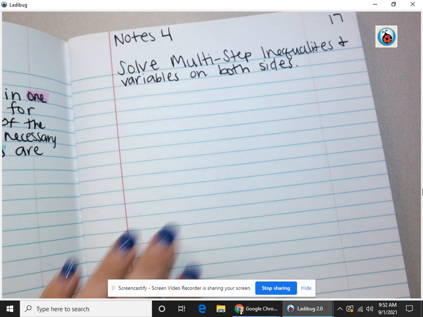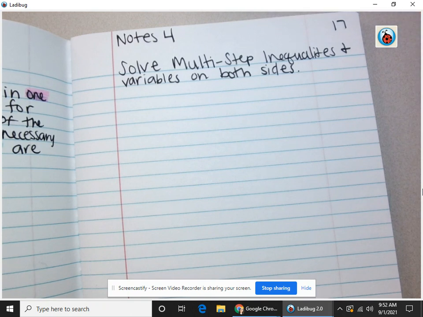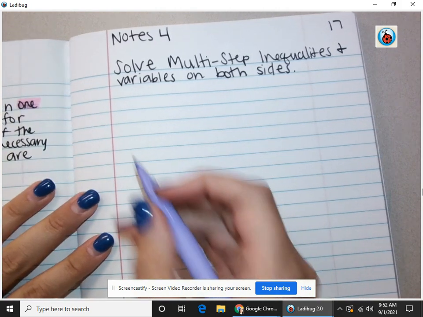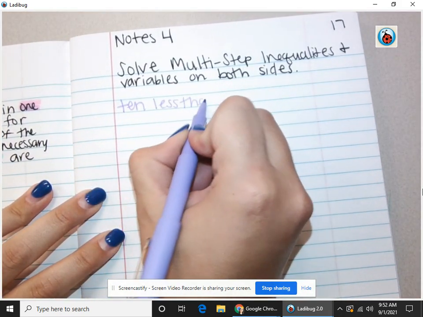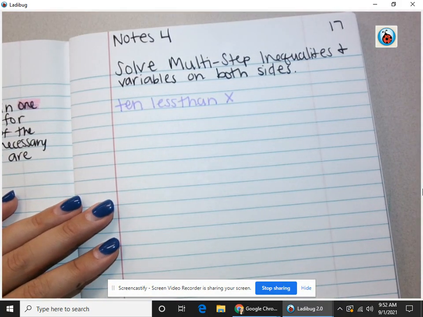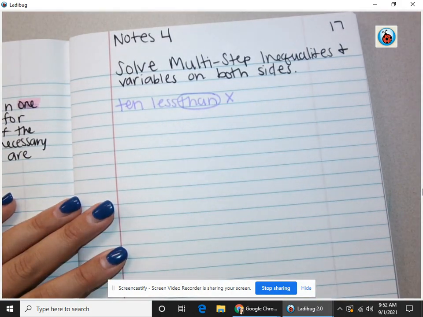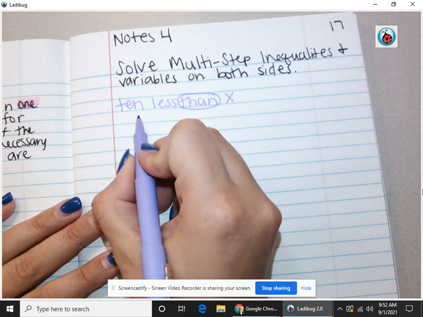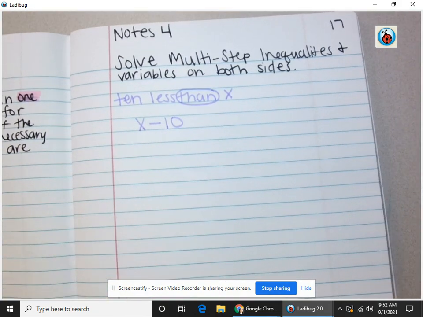Okay, today we're going to talk about notes 4, which is solving multi-step inequalities and variables on both sides. The first thing we want to talk about is, remember when we had something like 10 less than x? Because we have a tricky turnaround word here, we would flip it around and have x minus 10. Do you remember that?